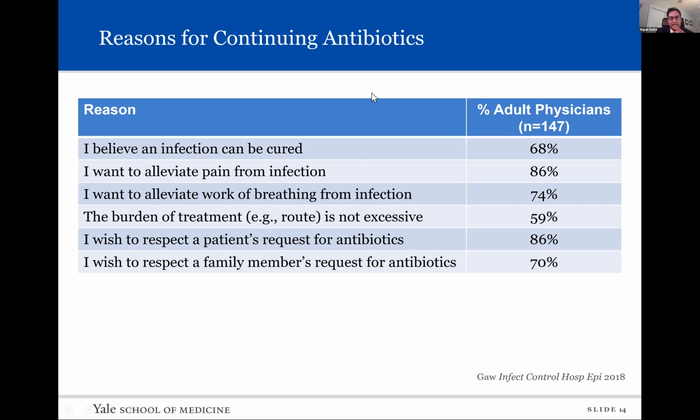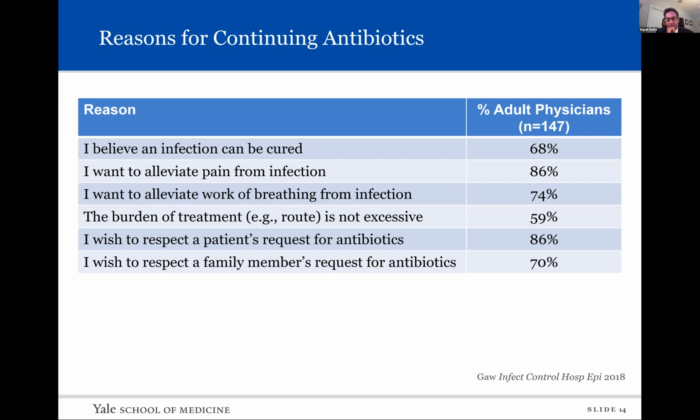59% continued antibiotics because the burden of treatment with respect to the route of administration or the frequency of administration is not excessive. And then notably, 86% of patients wish to respect a patient's request for antibiotics. And a large fraction also wish to respect a family member's request for antibiotics.